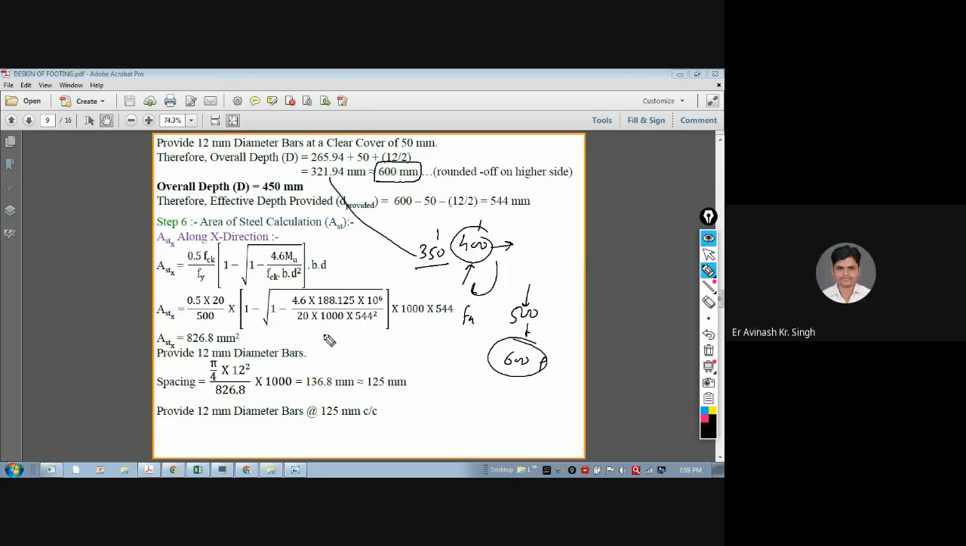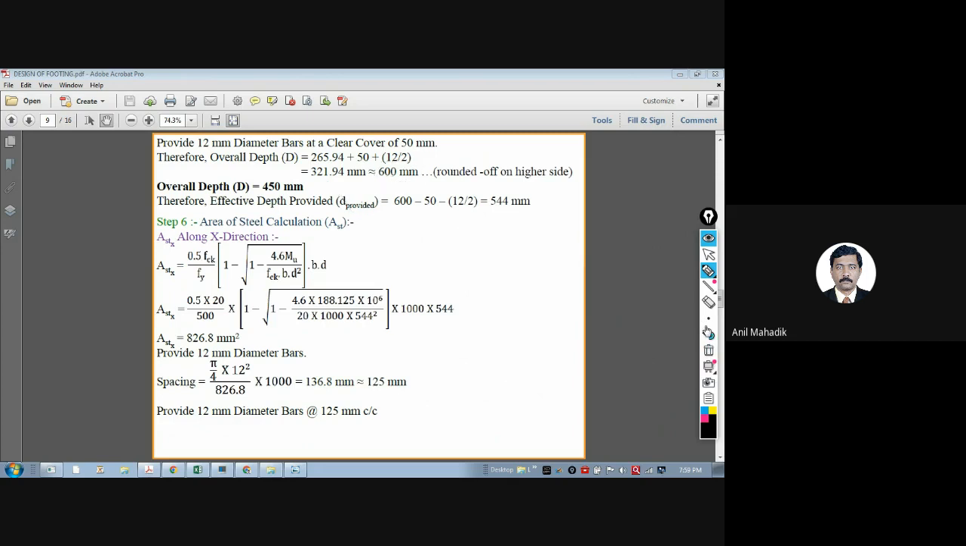In this case, we take double the depth that is coming. No, see, this is not right. It should be just near to the required.